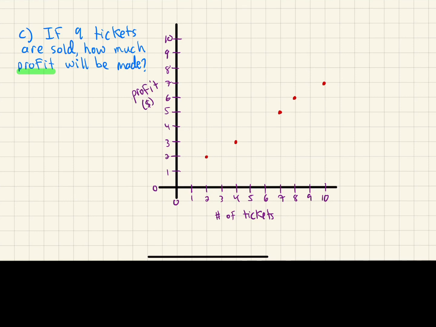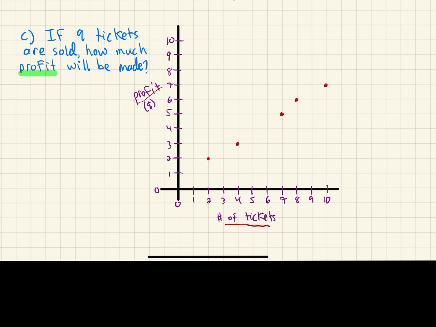So let's say instead of having a line already present, we have a series of points. And the question reads something like this. If 9 tickets are sold, how much profit will be made? So we have profit as the, you could say, the dependent variable, and the number of tickets sold as the independent variable. So the first thing that we're going to do is make a line of best fit.